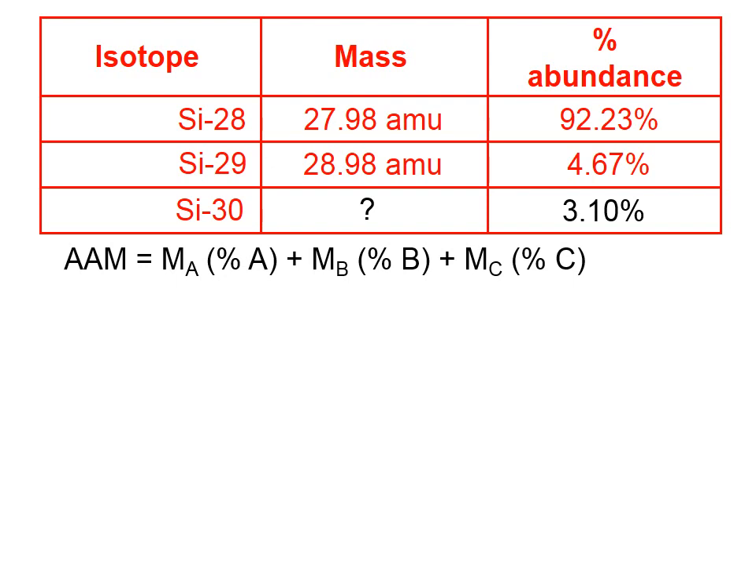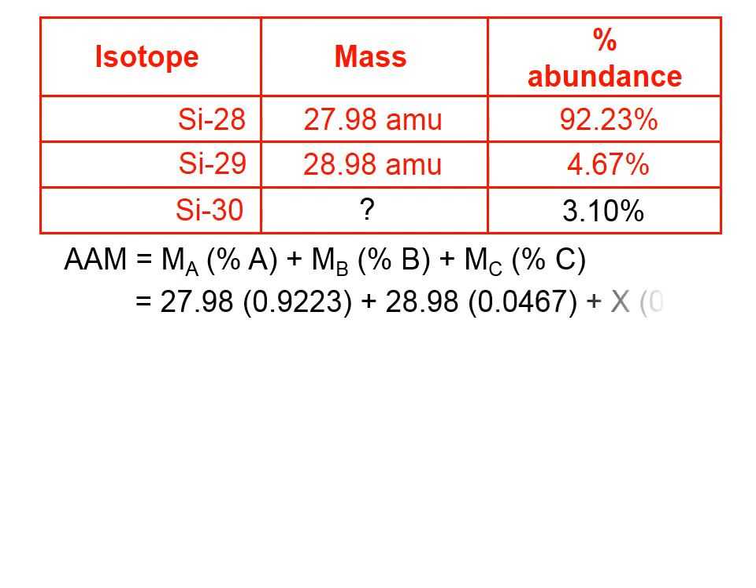Well, if we start with the equation, notice that here we have 3 terms in the equation on the right side because we have 3 isotopes of silicon. And we know the mass of silicon-28 and its percent abundance. We know the mass of silicon-29 and its percent abundance. We don't know the mass of silicon-30, so I put X there, but we do know its percent abundance.